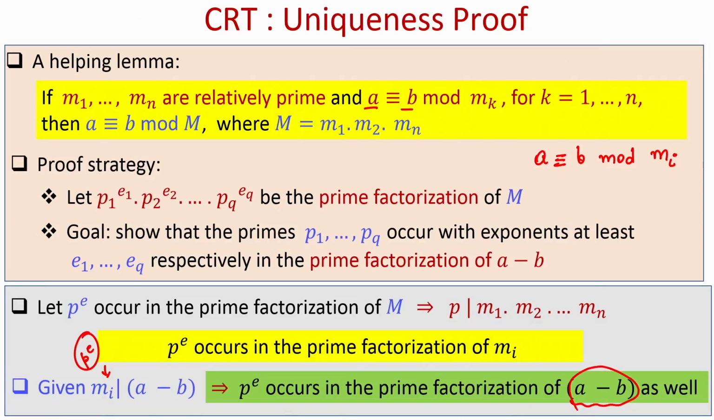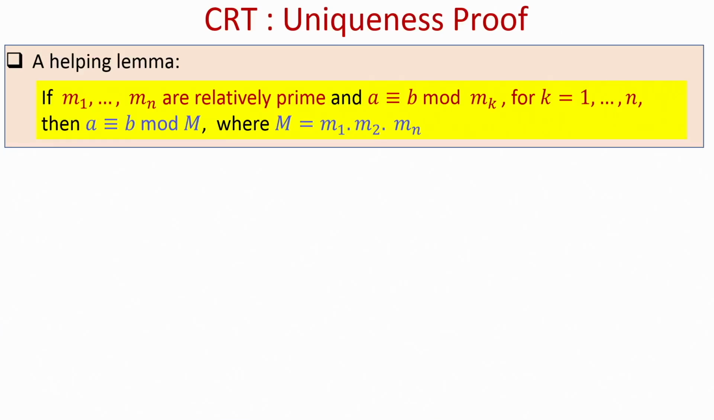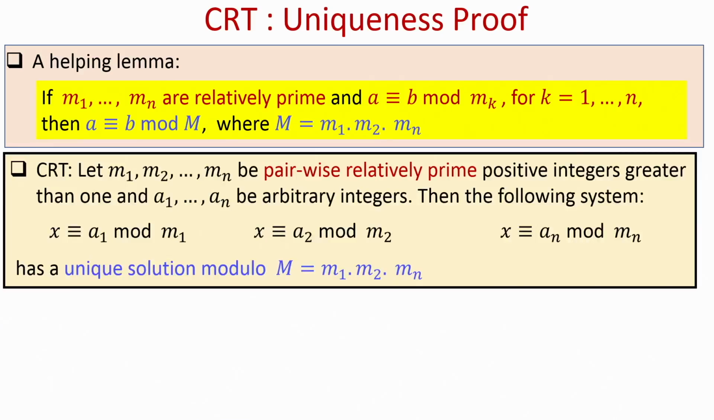Okay. So, namely if I substitute p with p1, I have shown that p1 power e1 will also occur in the prime power factorization of A minus B. If I substitute p with p2 in this whole proof, then I conclude that at least p2 power e2 also occurs in the prime power factorization of A minus B, and so on. That means p2 can occur with higher power as well, but at least p2 power e2 is definitely there, that much power is always there in the prime power factorization of A minus B, and so on. Okay. So, we have proved the helping lemma.